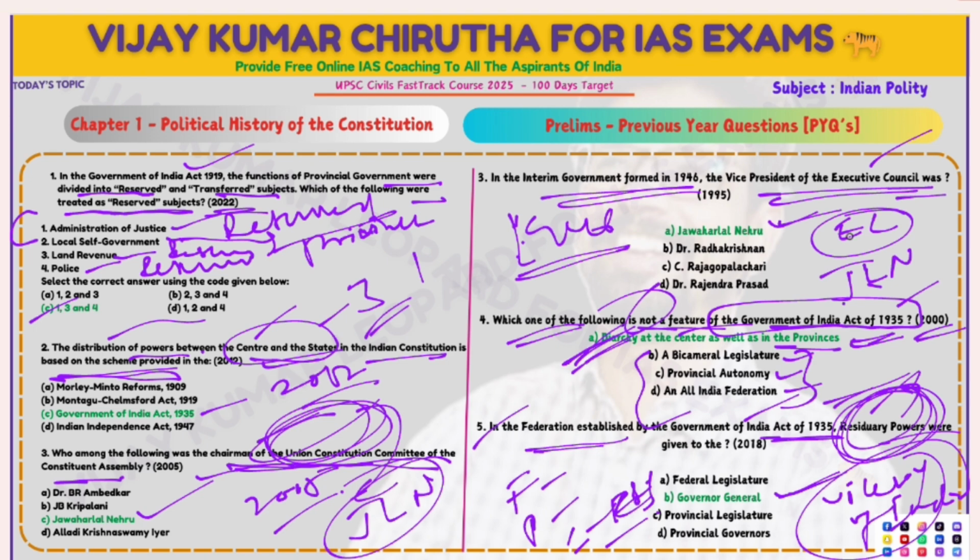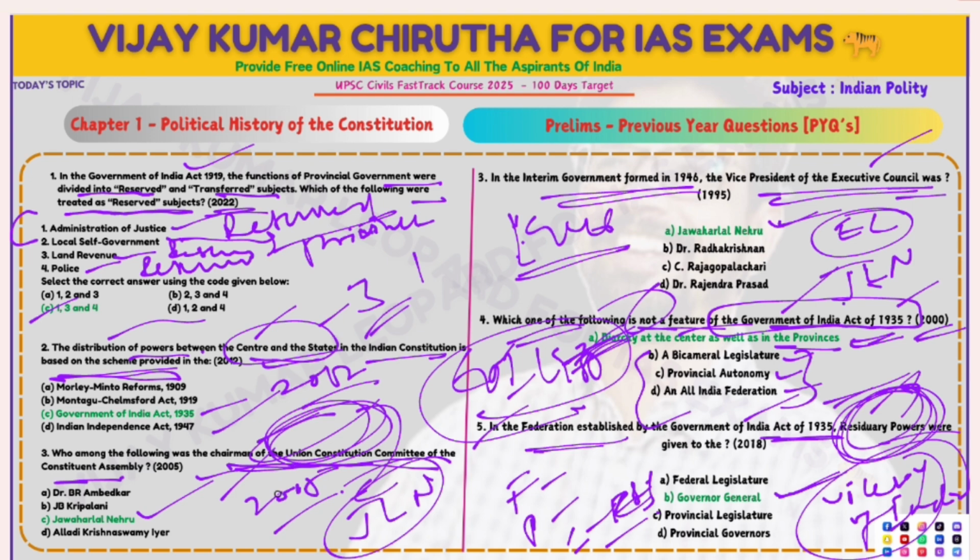These are all the PYQs from the past 15 to 20 years related to this topic. You should keep in mind that you have to read the Government of India Act 1935, which is more important. Minto Morley is also important, and Montagu Chelmsford is also important. You have to learn them by heart. The Indian Independence Act 1947 is also important. The drafting members are also important. Major committees and minor committees, you have to keep in mind.